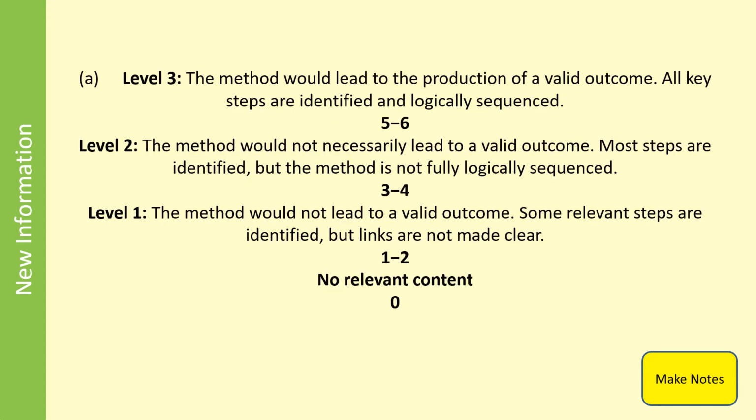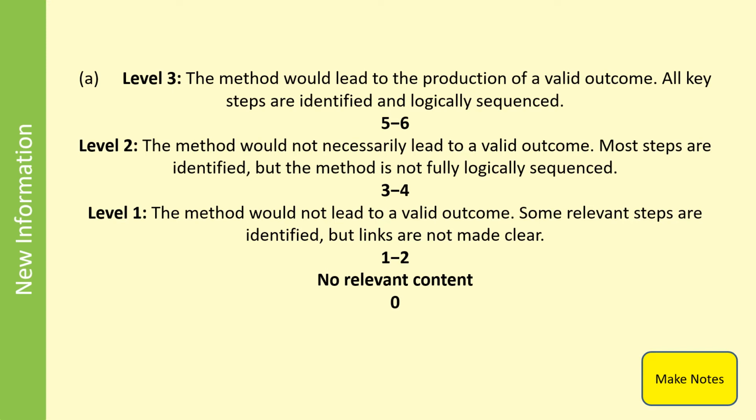Now, before we look at the actual steps in the experiment that the student could have carried out, this is some information from the exam board, and they've graded students' answers to 3 levels. There are 6 marks available altogether. A level 1 mark would have got 1 to 2 marks. The method would not lead to a valid outcome. Some relevant steps are there, but the links are not clear.